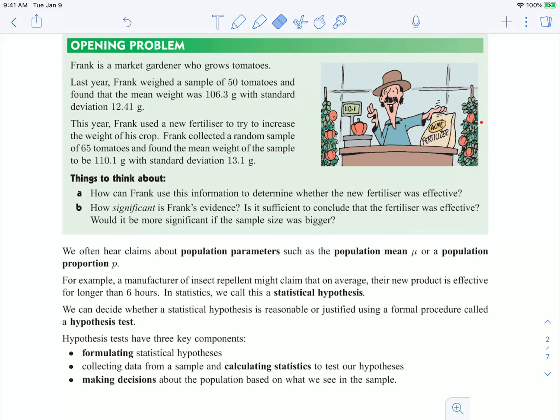All right, this is lesson 16A. There is an opening problem right here. Please go ahead and pause the video now and read that.